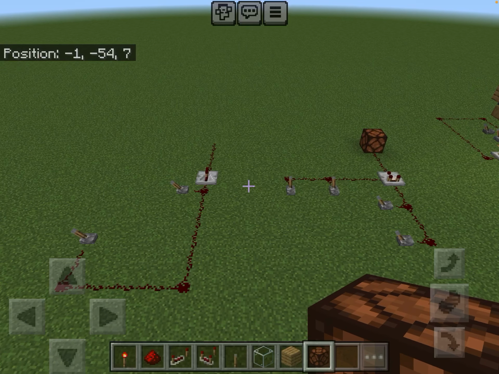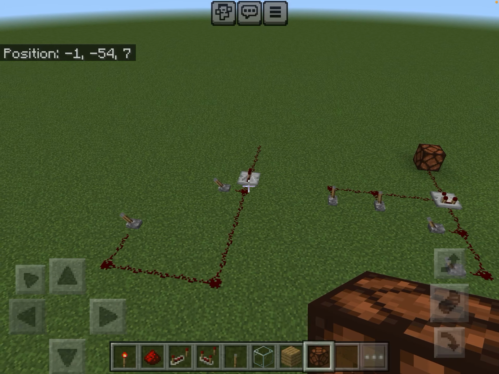Alright, what's up guys? So today I'm going to be telling you how to use various redstone components.